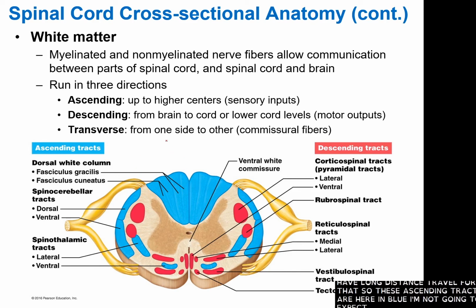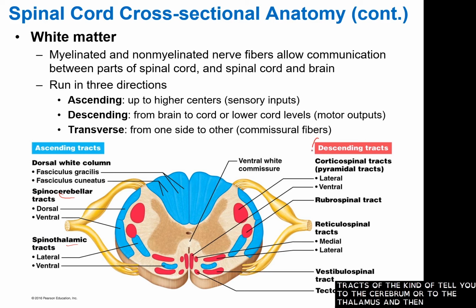I'm not going to expect you to memorize each of these different regions here, but if you see white matter, it's long distance. So here the dorsal side is mostly ascending. So these fasciculus gracilis and fasciculus cuneatus are all ascending tracts. They just go to different parts. So there's these spinocerebellar tracts that are also going up as well, and these spinothalamic tracts. So they kind of tell you where they go, so to the cerebrum or to the thalamus.